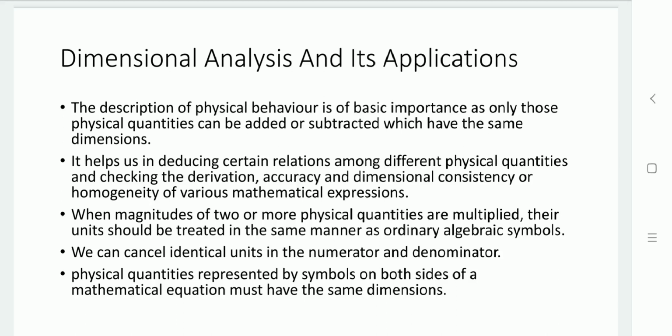When magnitude of these quantities are same, then we can also perform multiplication just like ordinary algebraic symbols. We can also cancel identical units from numerator and denominator, and from that we can get the final derived unit. So here this physical quantity is represented by the symbols on both sides of a mathematical equation in the same dimension.